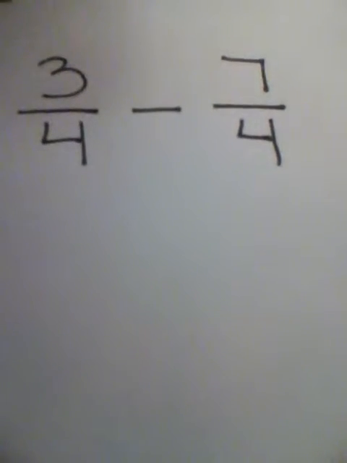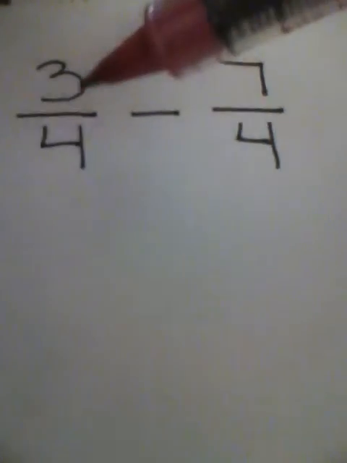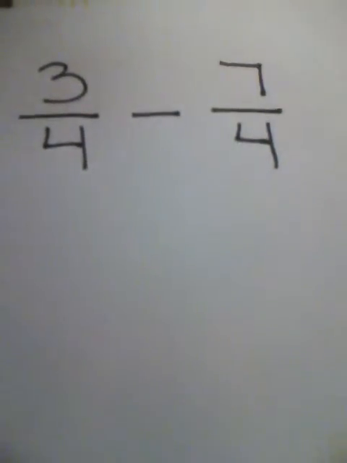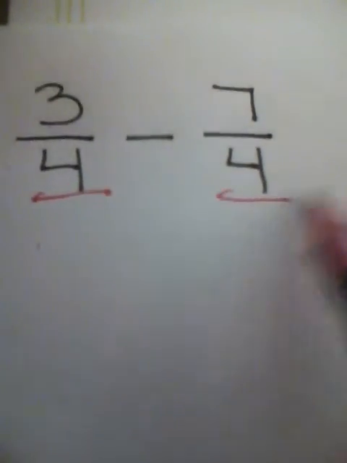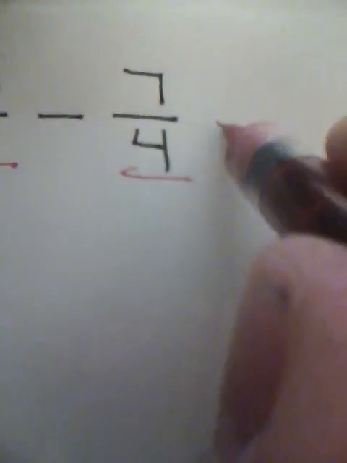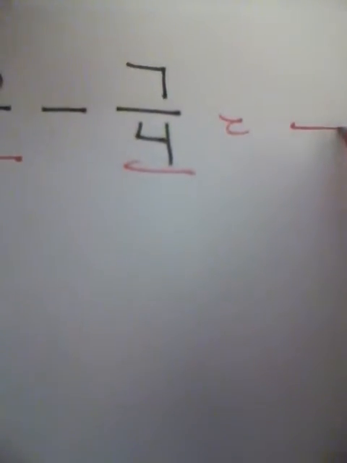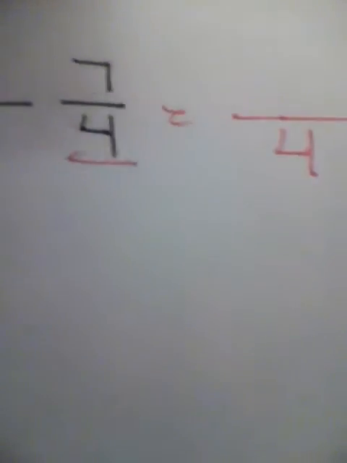I wasn't too confident in some of us with adding and subtracting integers or fractions that involved positives and negatives yesterday. So I want to take another look at a problem. You have 3/4 minus 7/4. The great thing is the denominators are the same. So when I transfer my answer over here, I don't have to worry about the denominator. It is going to be 4.